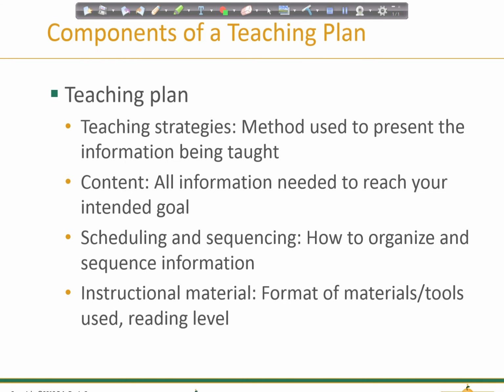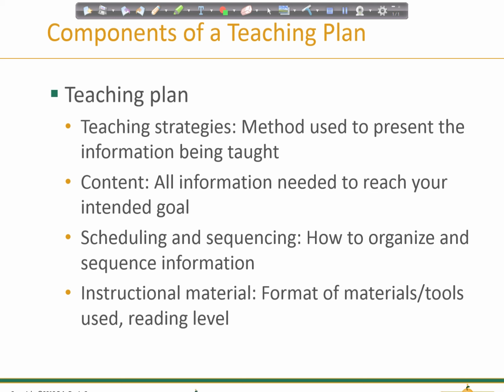So some components of a teaching plan. Teaching strategies are the methods used to present the content. So lecture, demonstration, return demonstration, one-on-one instruction, mentoring. Those are all examples of teaching strategies. The content that's included in your information has to do with the goal you're trying to reach.